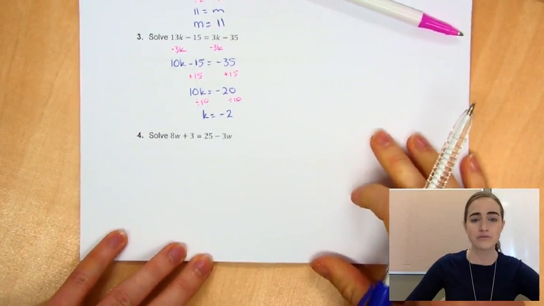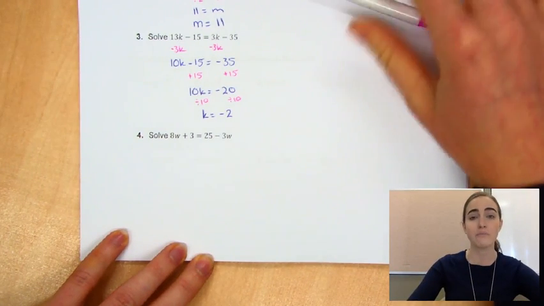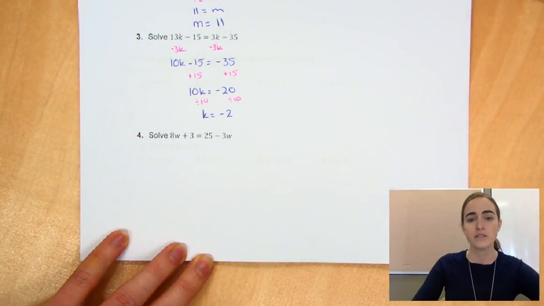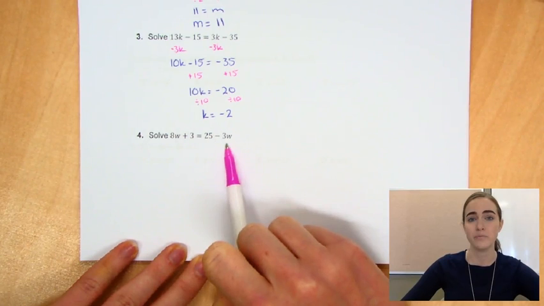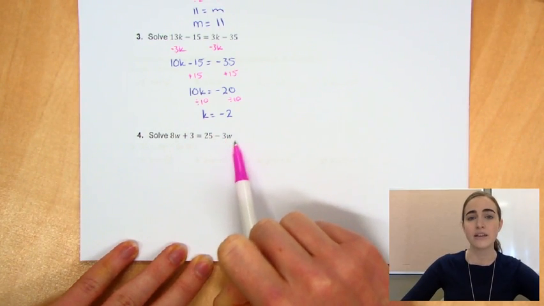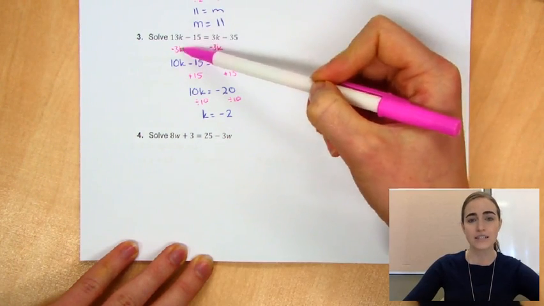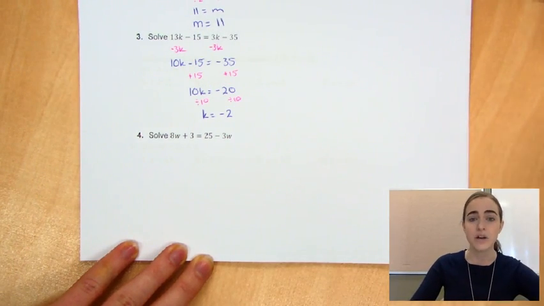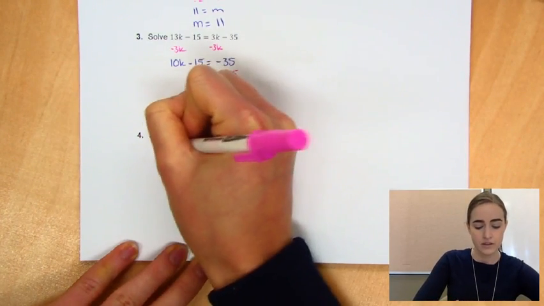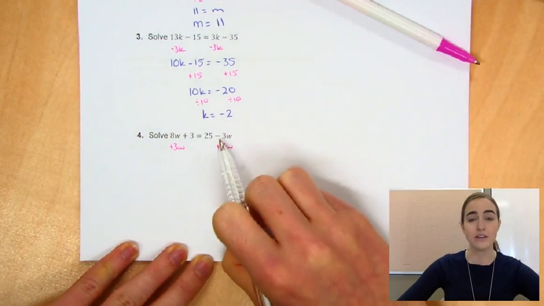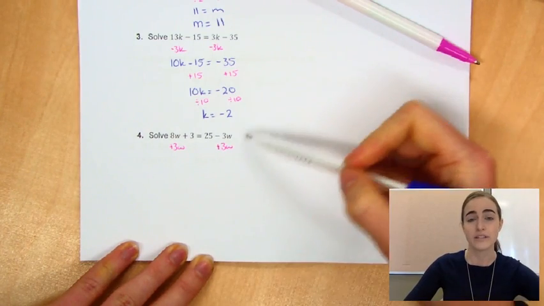All right, our last one, question 4. Asks us to solve 8w plus 3 equals 25 minus 3w. So this one's a little bit different because we've got a positive 8w and we've got a minus 3w. So this one's still our smallest, so we're going to get rid of that. But because it's a negative 3w, instead of subtracting it like we have in all our previous examples, we're actually going to have to add 3w to both sides. And the reason we do that is that if we had minus 3w plus 3w, that's going to leave us with 0w on this side.